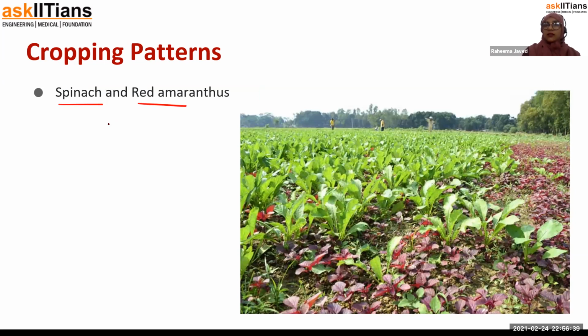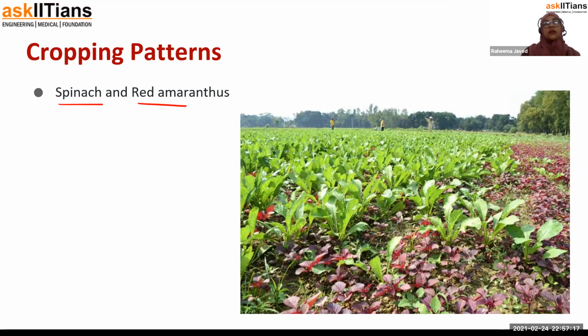So while you're looking at this cropping pattern, which is mixed cropping, there are many advantages that you can think of. First of all, as you can see, there are two different crops grown. So these two different crops will have different nutrient requirements. So there will be no deficiency of a particular nutrient in the soil. The spinach is using something else, red amaranthus is using something else. So there will always be a balance of nutrients in the soil.